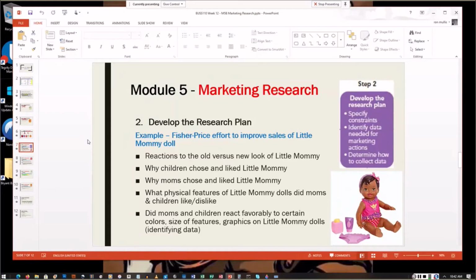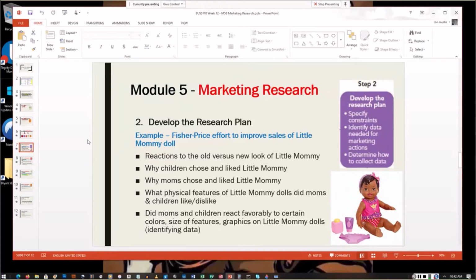The researchers wanted to find out different things from the research, such as what type of reaction the panel would have with the new look versus the old look of their doll, why children decided to select their doll over the Baby Alive doll, why they liked Baby Alive over their doll, and did the moms and children react favorably to different color schemes, different sizes, and different things that they were going to possibly change with their doll. And this part is the identifying the data.